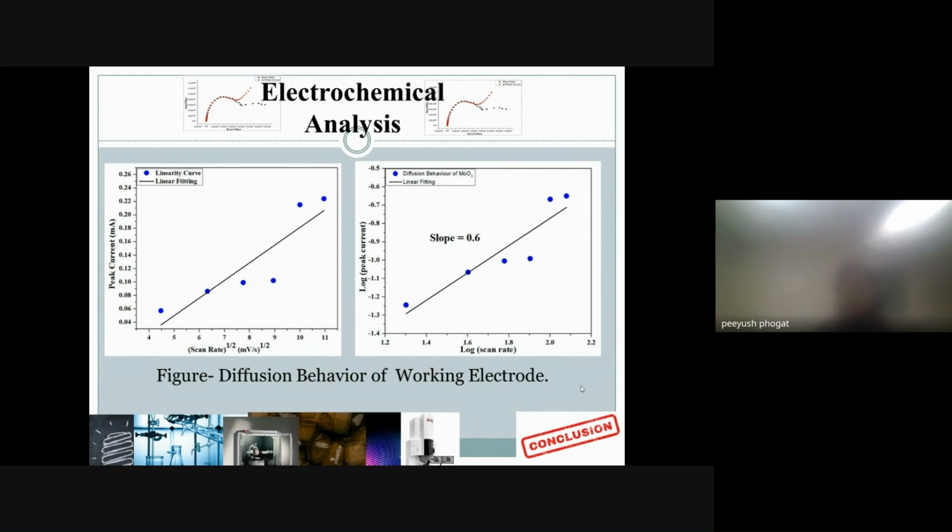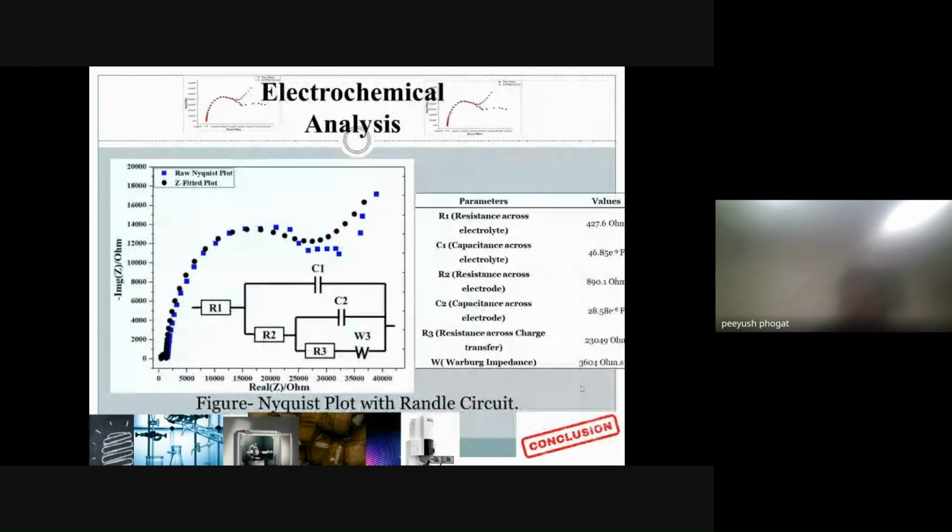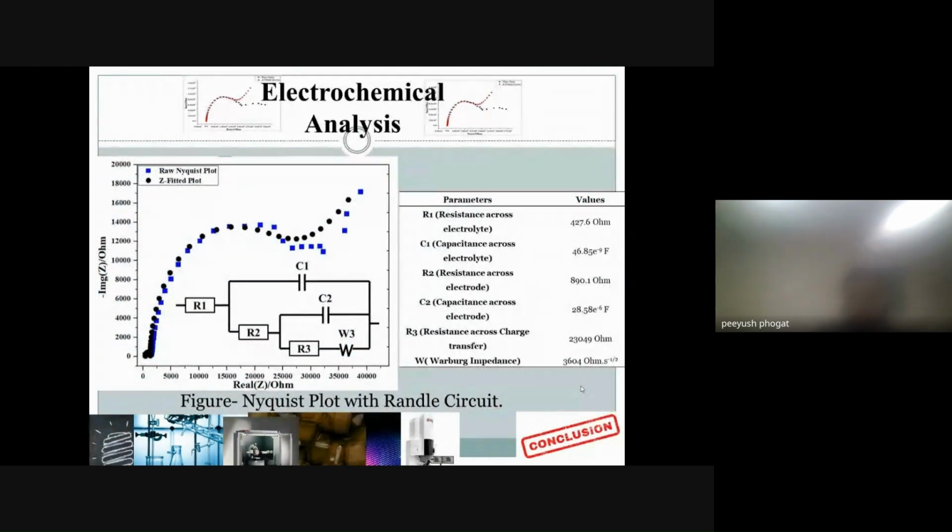If the slope is near 0.5, then it is a diffusion controlled behavior, and if the slope is near 1, then it is a capacitive behavior. So as we can see, the present material shows a diffusion behavior. During potentiostatic impedance spectroscopy, we plotted the Nyquist plot, which shows Warburg diffusion.